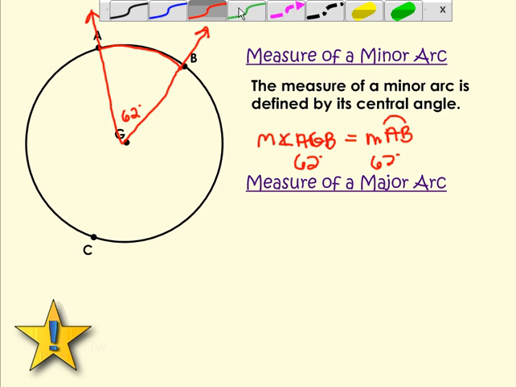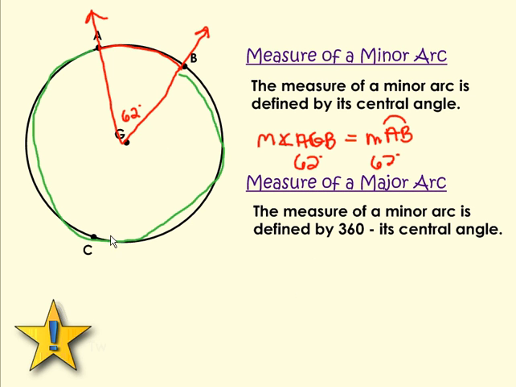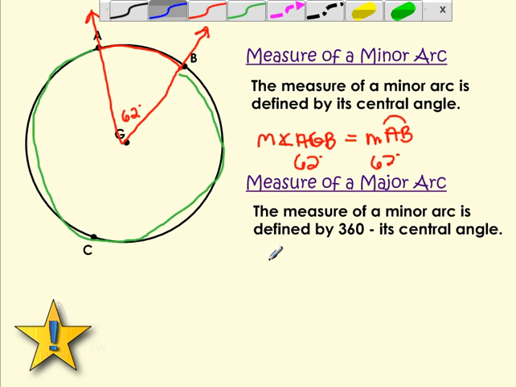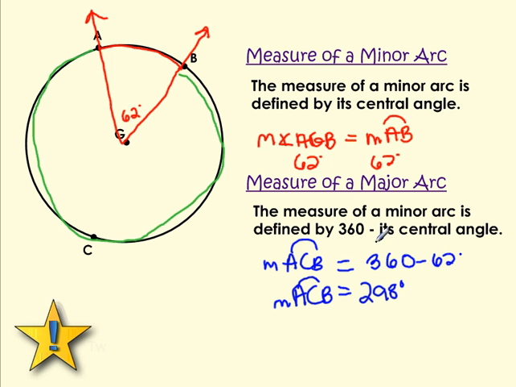The major arc is related to this central angle as well. We know that there are 360 degrees in the circle, so the major arc is going to be 360 minus whatever this is. So for us, the measure of arc ACB is equal to 360 minus 62. So we can say that the measure of arc ACB will be 298 degrees.